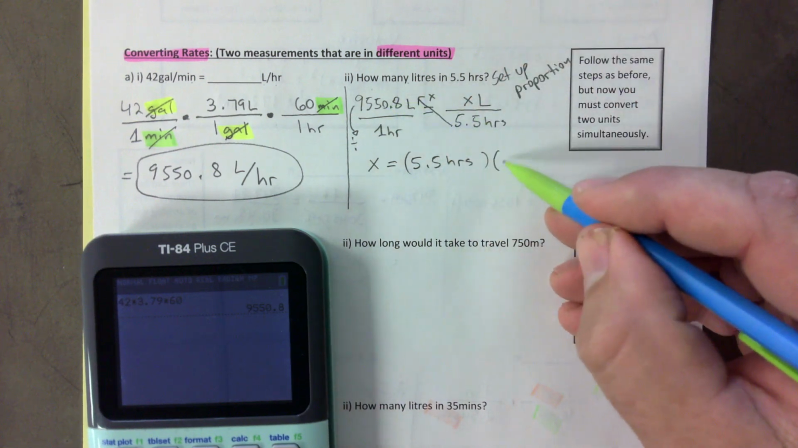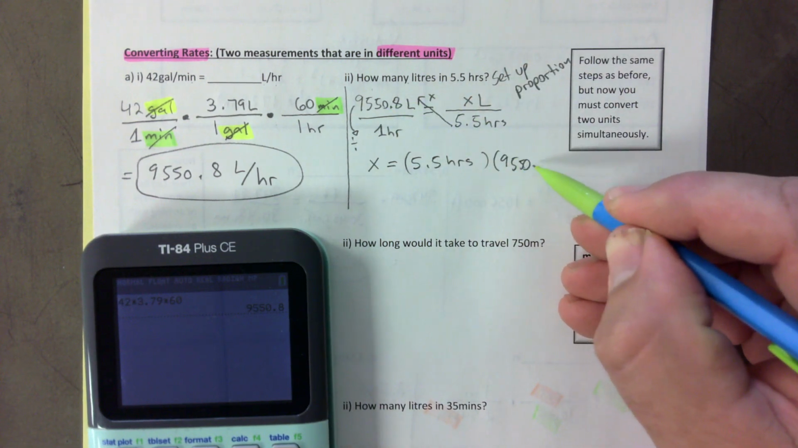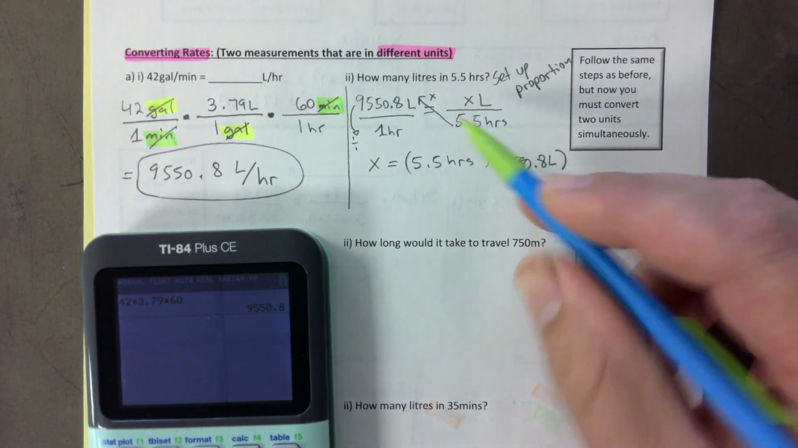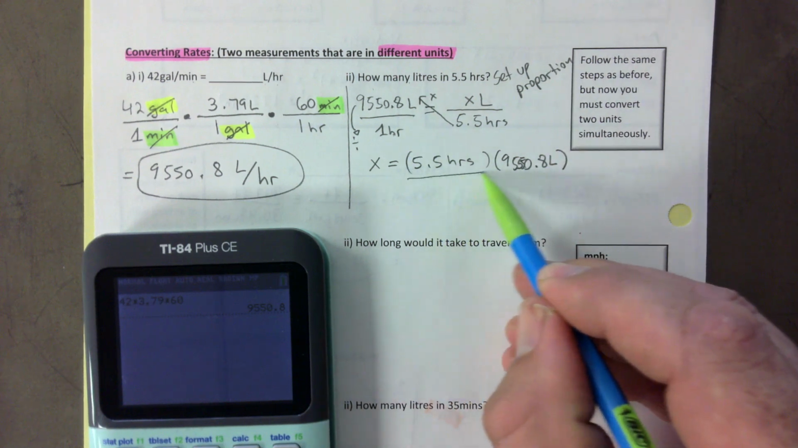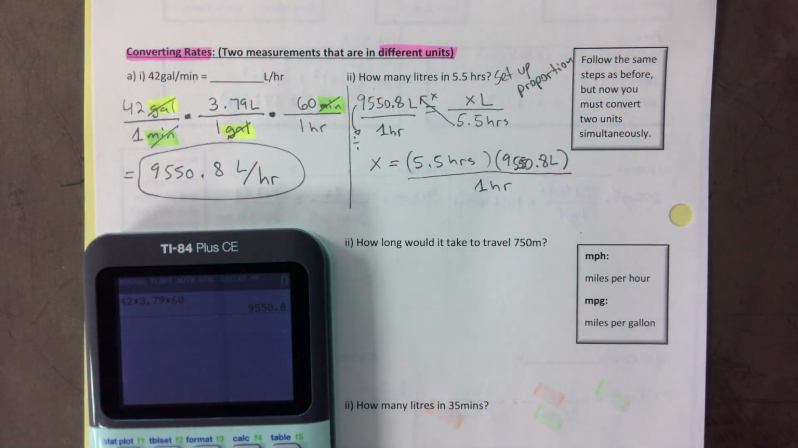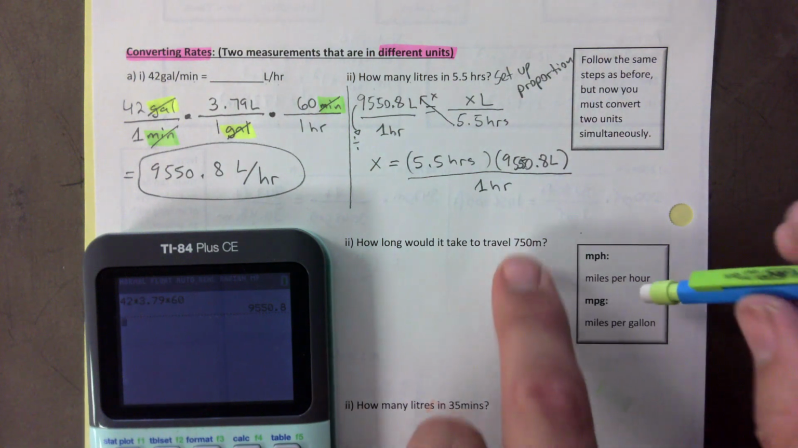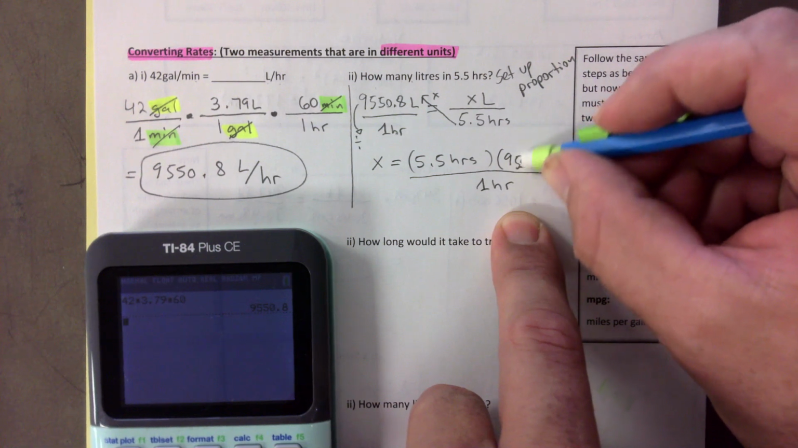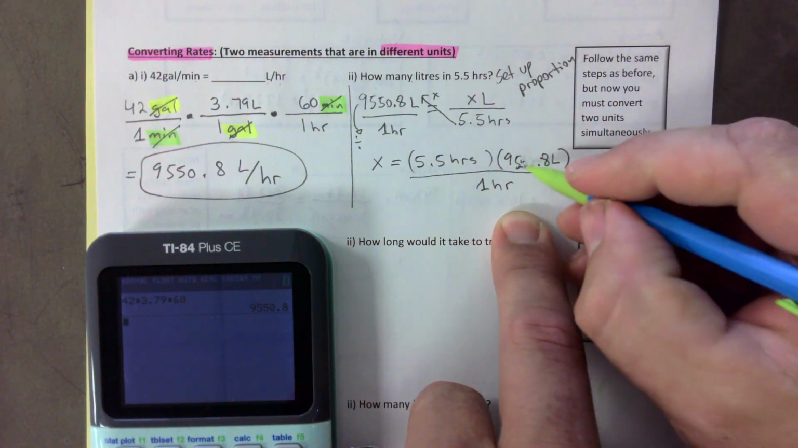times 9,550.8 liters divided by 1 hour. That's how you would figure out what x would have to be. I kind of smudged it all up here. Let me just try this one more time.